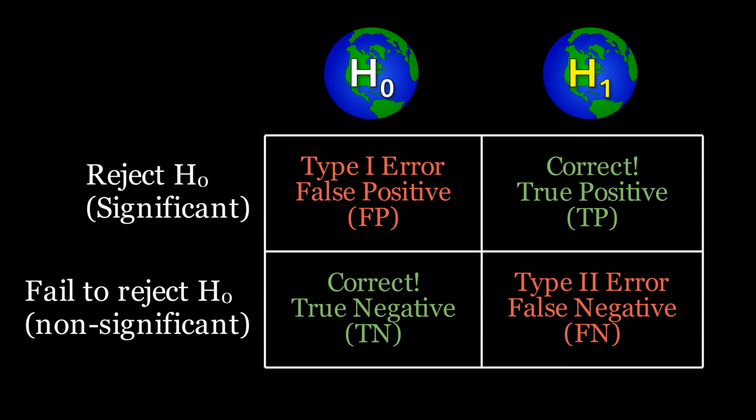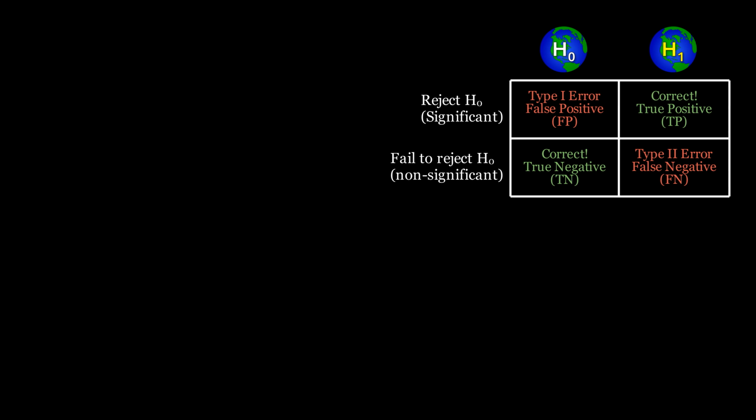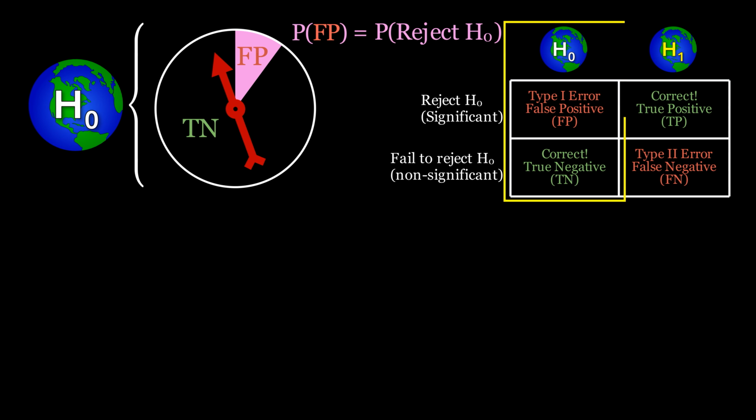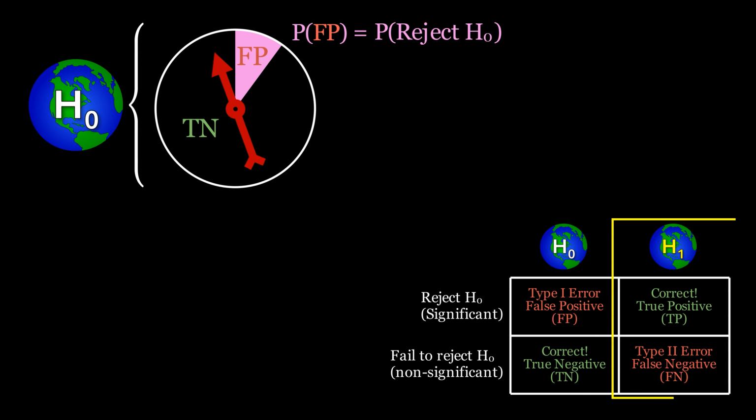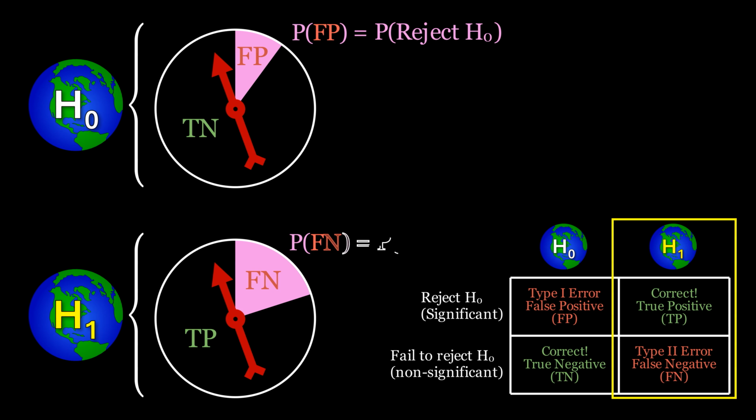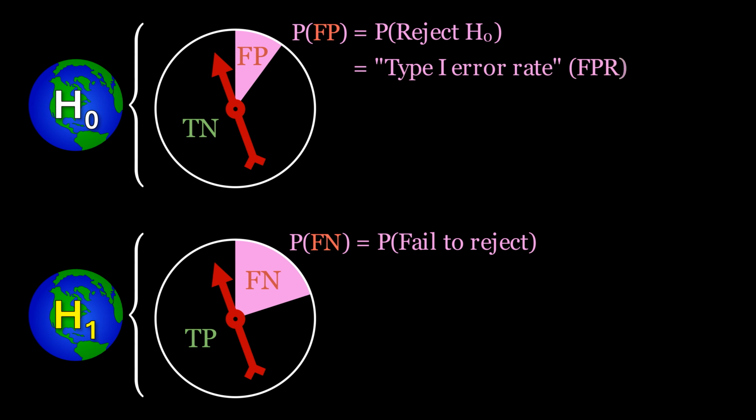Remember that there's some randomness to the data that we collect for a hypothesis test, so a natural question to ask is, what are the probabilities of these errors occurring? In other words, if the null hypothesis is true, what's the probability of collecting data which rejects it? And if the null hypothesis is false, what's the probability of collecting data that fails to reject it? These probabilities are called the type 1 error rate, or false positive rate, and type 2 error rate, or false negative rate, and they're important values to understand when interpreting the results of a hypothesis test.